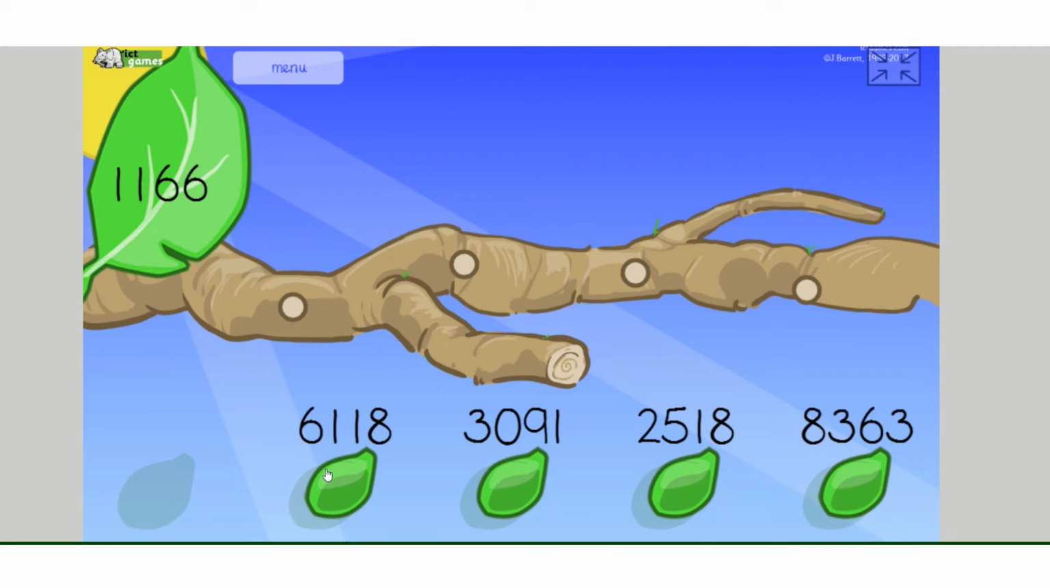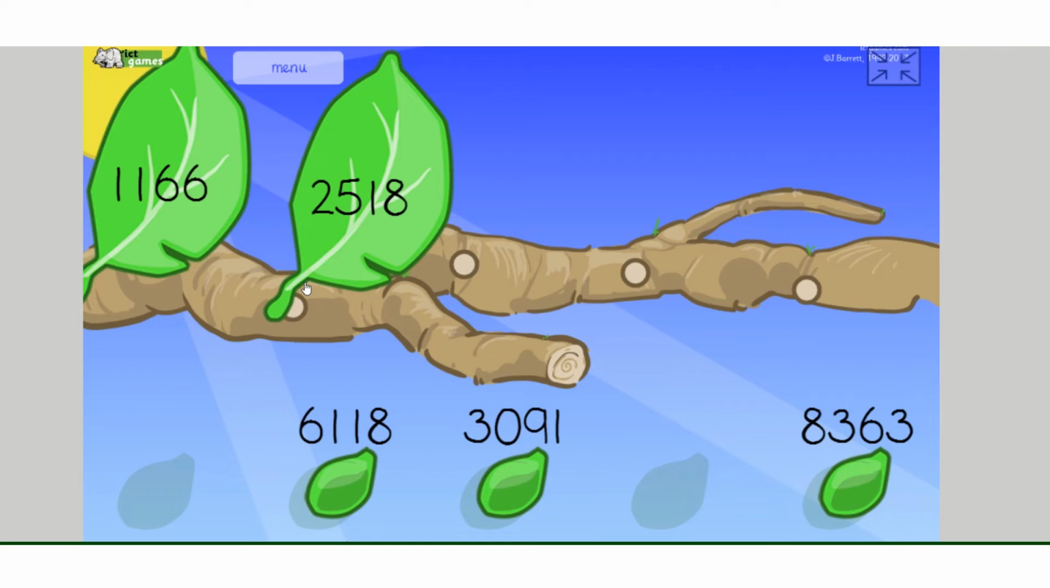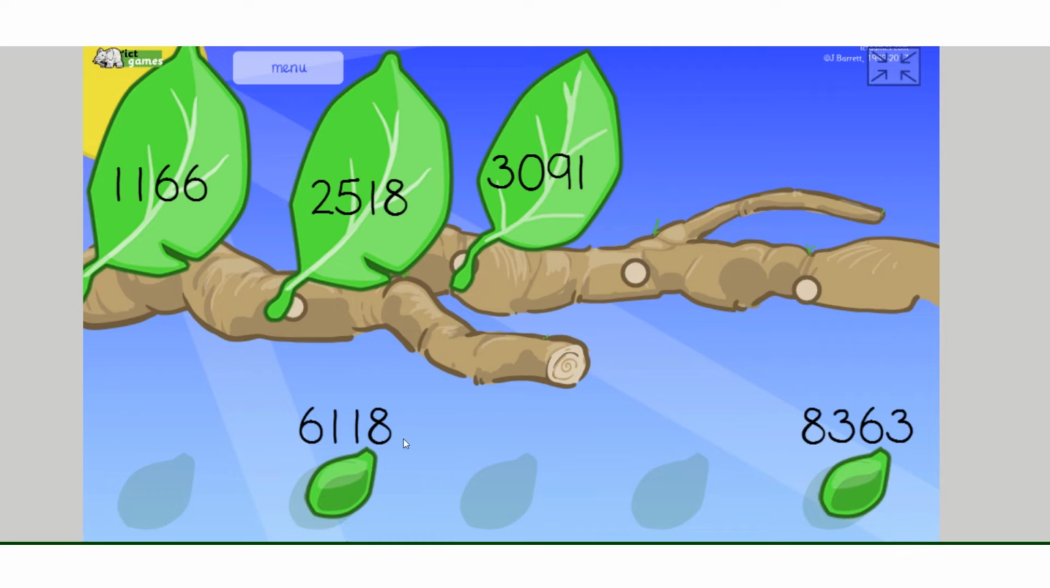Have a look at the next ones. I'm looking at the thousands, 6,000s, 3,000s, 2,000s and 8,000s. Well, the next smallest number of thousands is this one with 2,000. 2,518 must be next. Looking at the thousands again, 6,000, 3,000, 8,000. This one has 3,000s, 3,091 must be next.